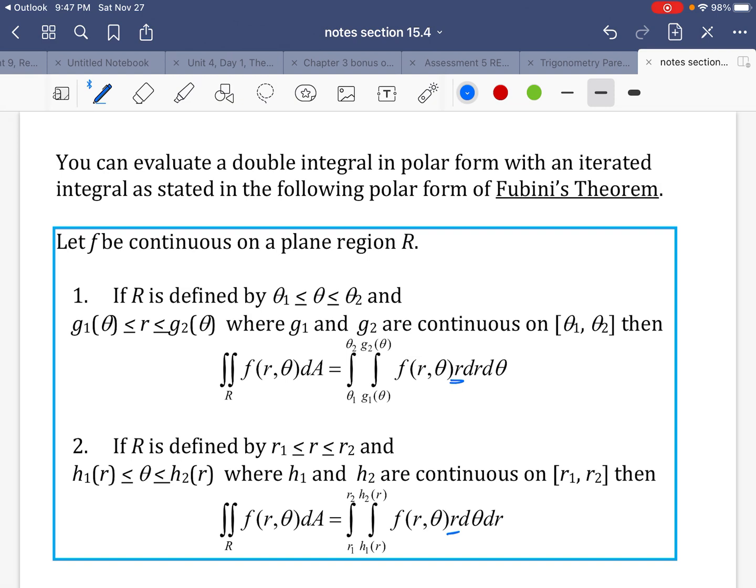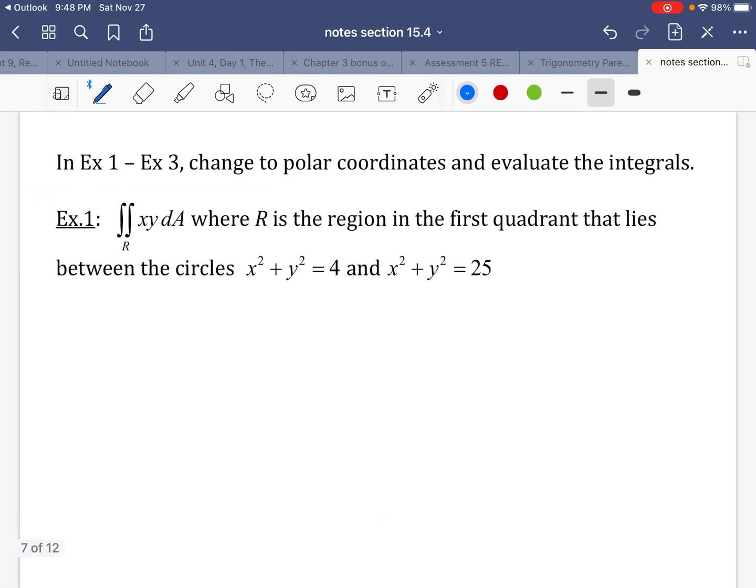Okay, so let's see. This is just explaining that you can do these things either way, dr d theta or d theta dr, but we are going to mostly do ours this way. Okay, and here we go with our first one.